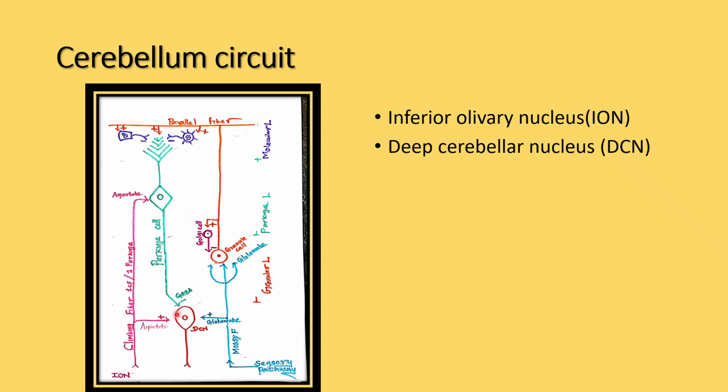This internal circuit is important for neural sharpening, for carrying out smooth coordinated movement and balance, equilibrium, and maintaining the tone of the muscles. So this circuit is very important for neural sharpening.